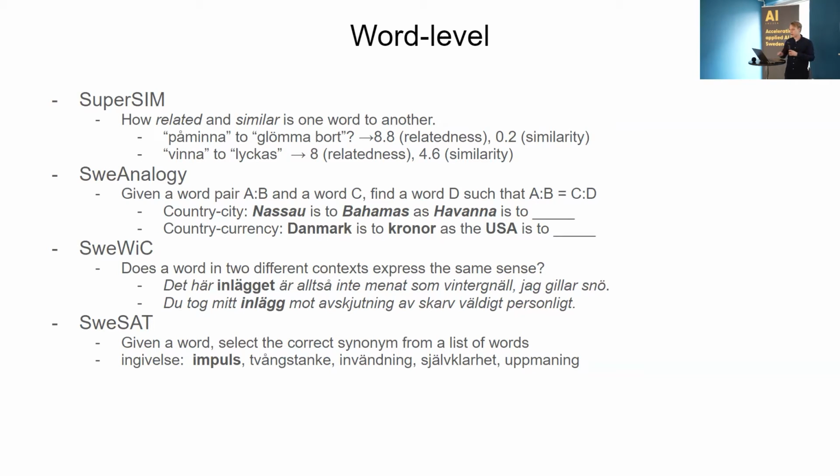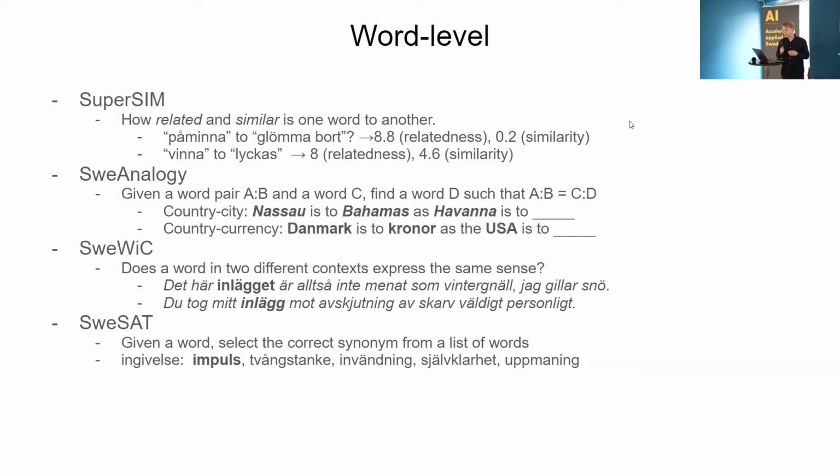So for example, if you have these words påminna and glömma bort, which is remind and to forget, you would say that these words are very related, so they occur in the same context, but they're not very similar because they're expressing contradictory things, right? So they will get a low similarity score.